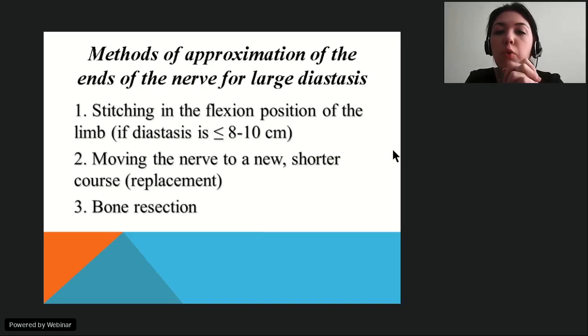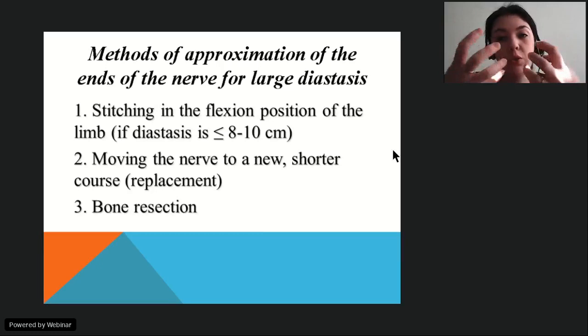There are several ways. Certainly not all of them are used nowadays, thank God. What can we do? Stitching in the flexion position of the limb. If diastasis is less than 8 to 10 centimeters, we can stitch in a flexion position, and after the healing, after the regeneration, we can extend the limb, and due to the elasticity of tissues, the length of the nerve will increase with time.